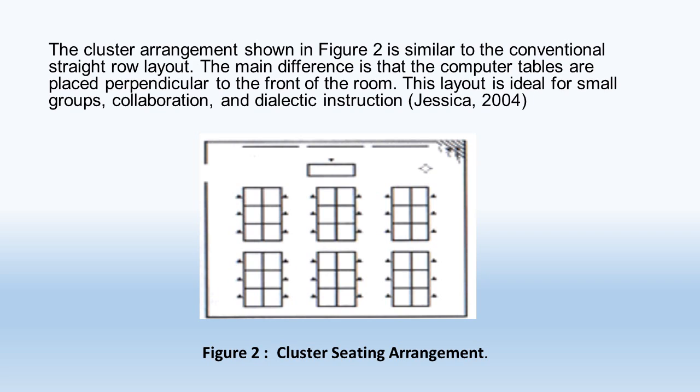The cluster arrangement shown in figure 2 is similar to the conventional straight row layout. The main difference is that the computer tables are placed perpendicular to the front of the room. This layout is ideal for small group collaboration and dialectic instruction. So figure 2 shows a cluster seating arrangement.